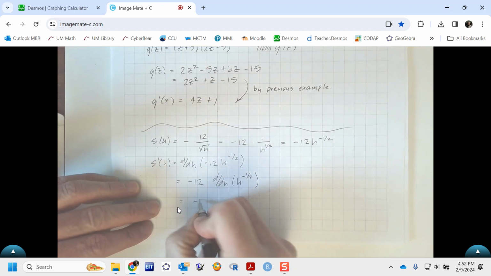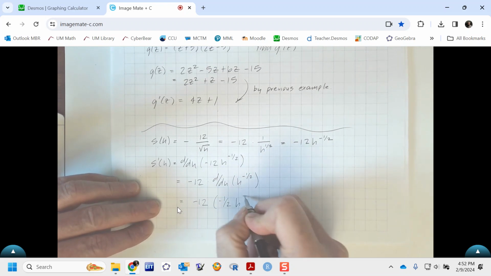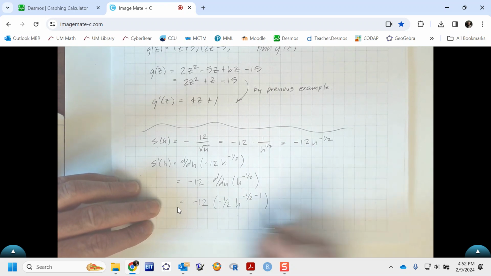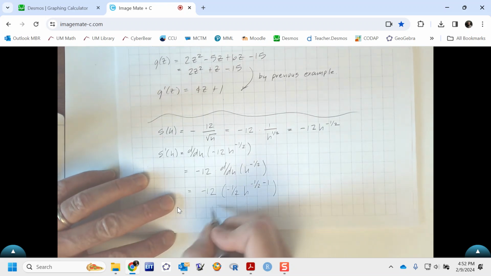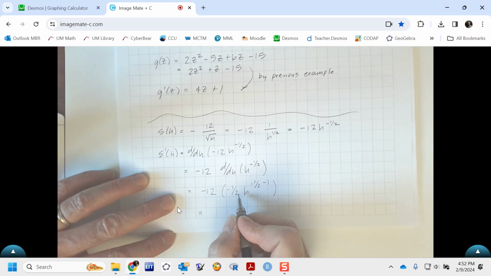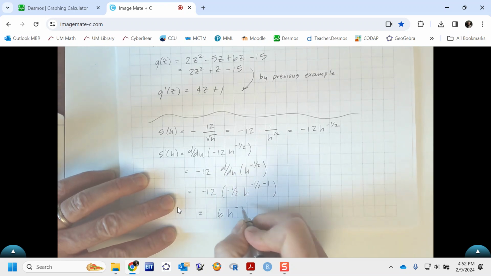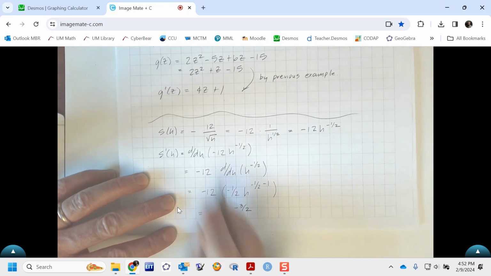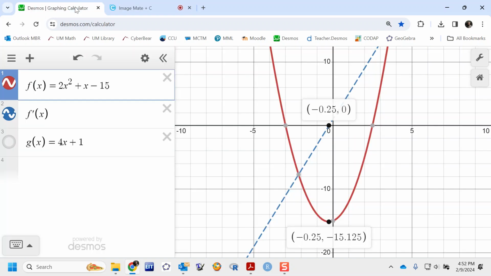So what do we get? We'll get negative 12 times, take the negative 1/2 and put it out in front. Take the original exponent and subtract 1 from it, so we get negative 1/2 minus 1/2 more. Negative 12 times negative 1/2: 12 divided by 2 is 6, and negative times negative is positive. So we get 6h to the negative 3/2 as our derivative function. I don't know about you, but I wouldn't have guessed that right off the bat. So it's probably worth taking a look to see if this is really the derivative of the function we're after. So let's go to Desmos again.